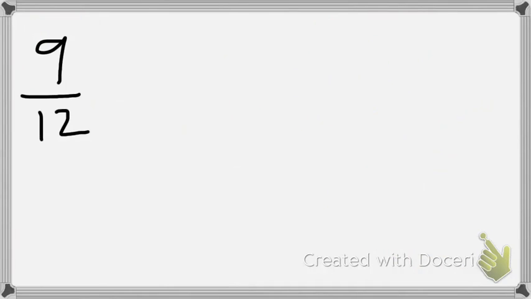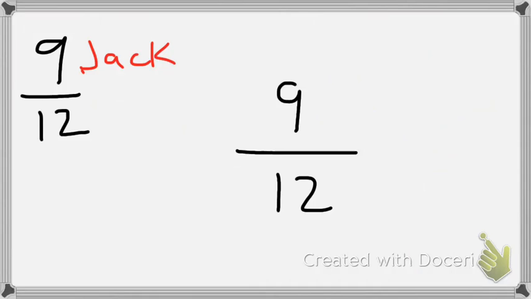Now we're going to change a fraction to a decimal. So we've got 9 twelfths, and we have to change that to a decimal. Now I always tell the kids that when you're changing this to a decimal, you're going to have to divide. The numerator, which is the number on top, we call him Jack. And the reason why I tell them this is because Jack is always in the box. Jack in the box. So it's going to be 9 divided by 12.